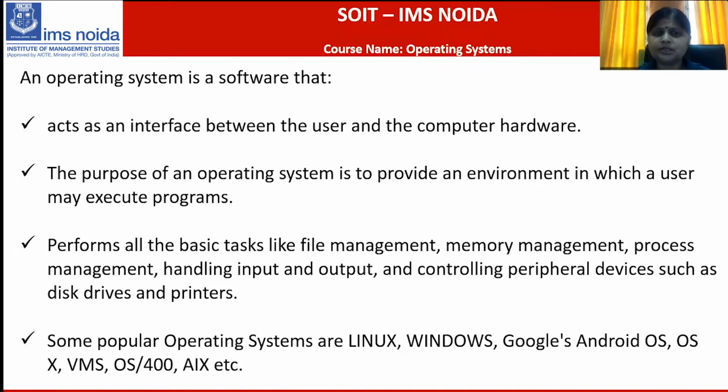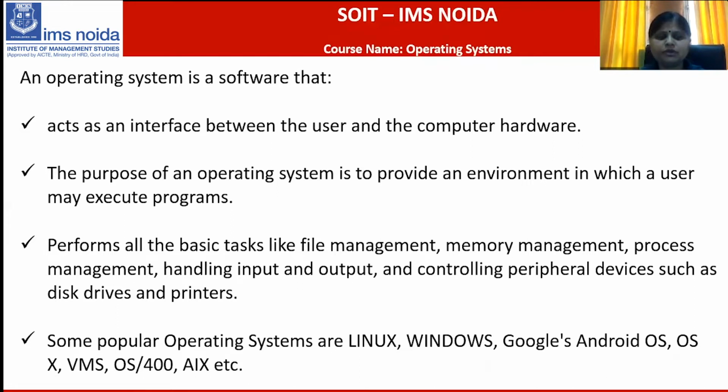Operating system acts as an interface between user and computer hardware. If we want to know the purpose of the operating system, it provides an environment in which a user may execute programs. It gives the resources for the process as well as for the users. When a user wants to execute a program, he needs different resources of the system. So the operating system is a resource provider, or we can say resource manager, which manages all the resources of the computer for the process as well as for the user.